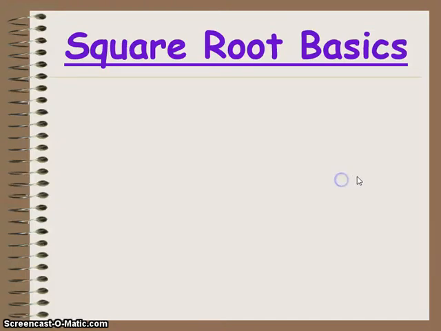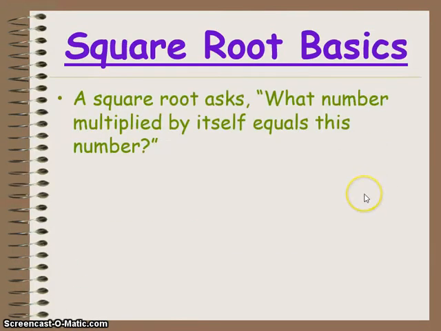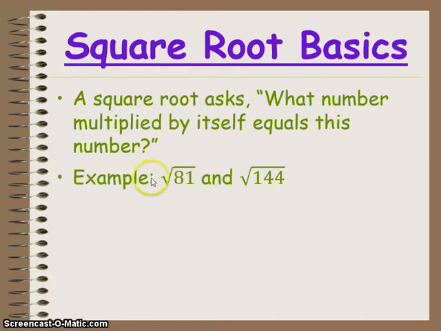square root basics. A square root asks, what number multiplied by itself equals this number? So here's an example. This is your radical symbol. This is your square root sign. It says, what number multiplied by itself is 81? And if you think about that, what number times itself is 81? And it's the number 9. The square root of 81 is 9 because 9 times 9 is 81.